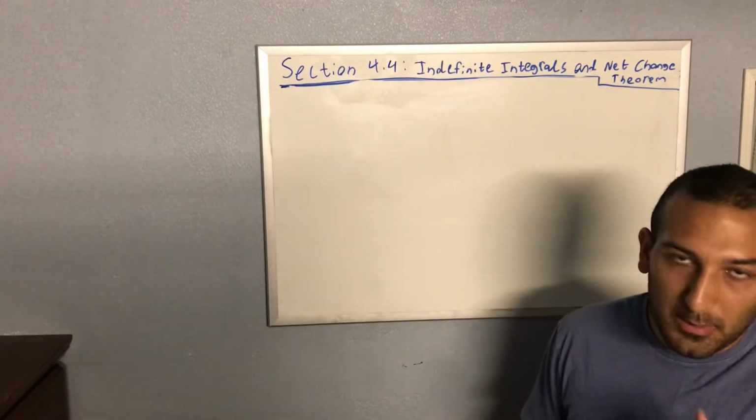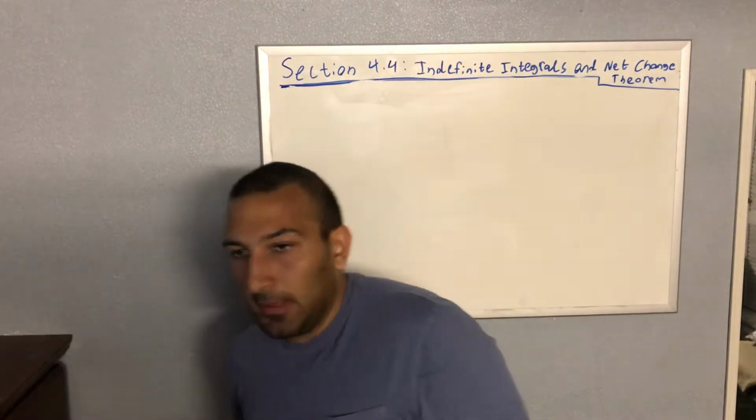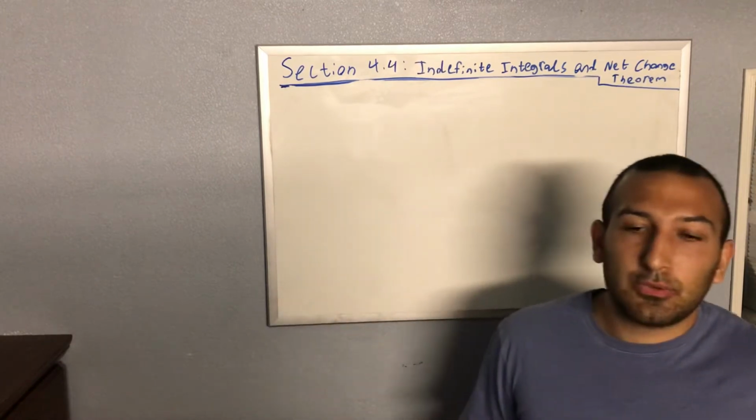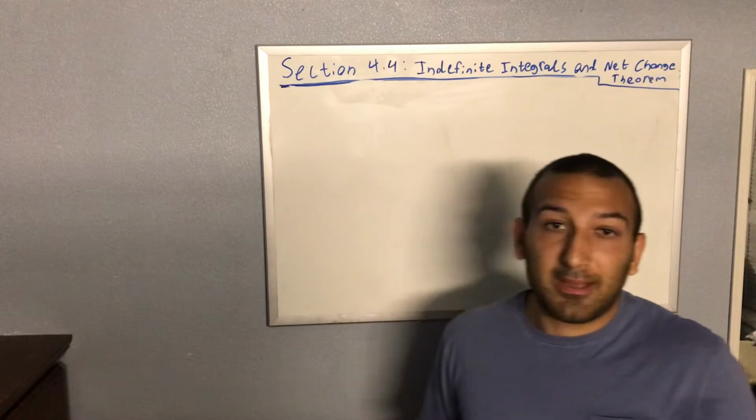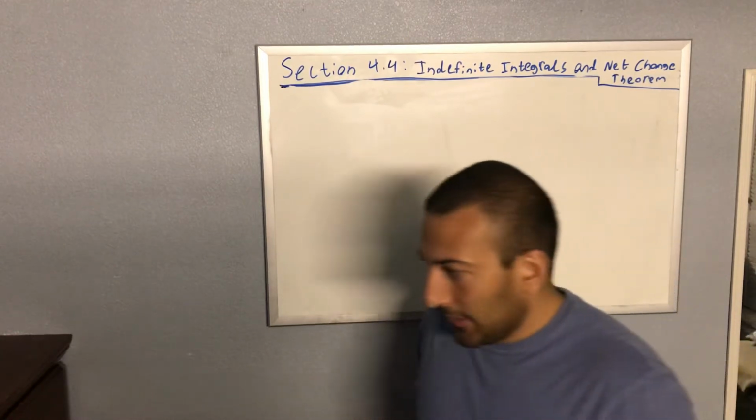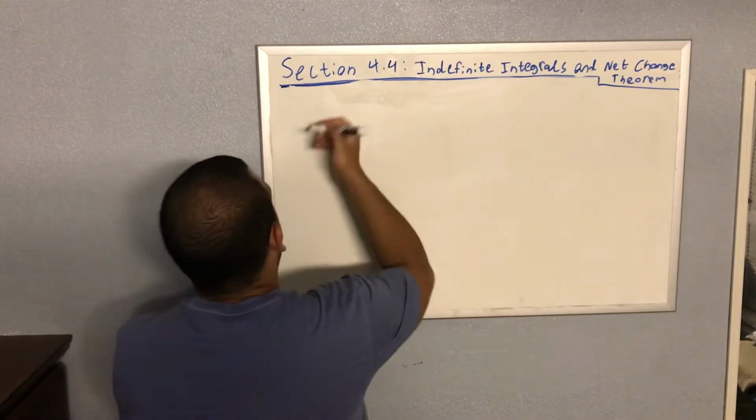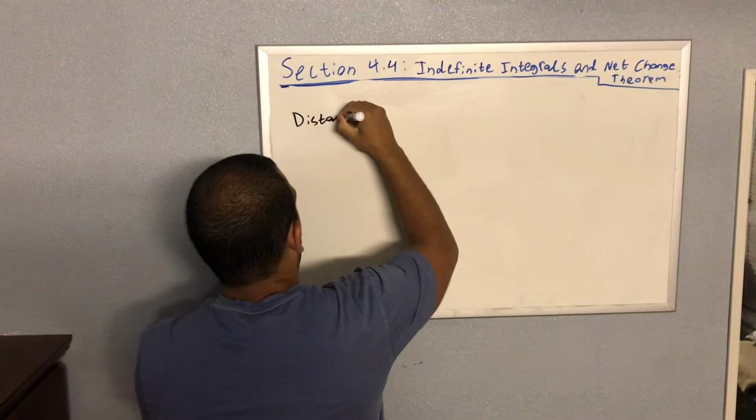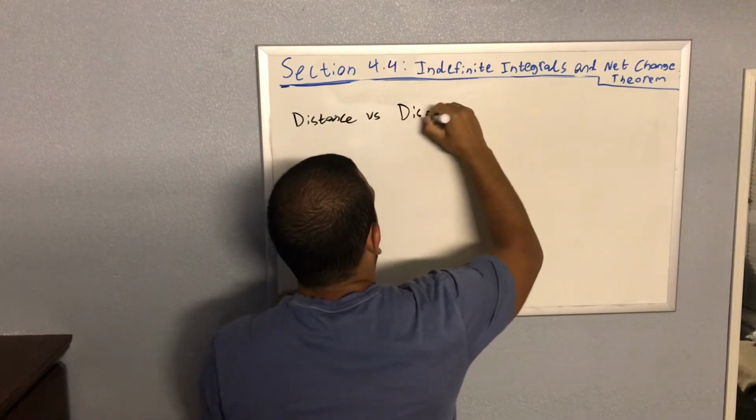We're going to continue where we left off, basically with the example of the net change theorem, where we were looking at how it relates to applications to velocity, displacement, and distance. So remember, we said that there is a difference between distance and displacement.